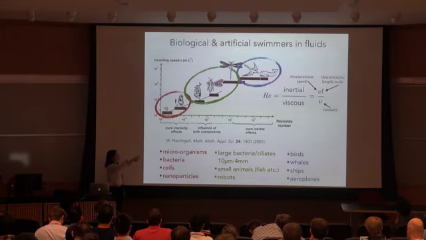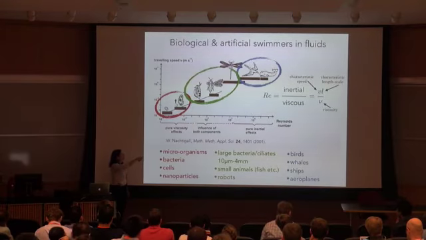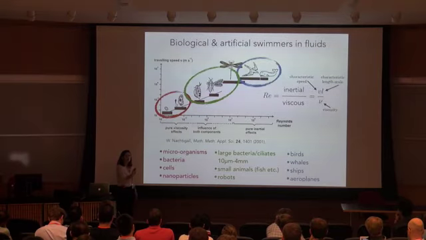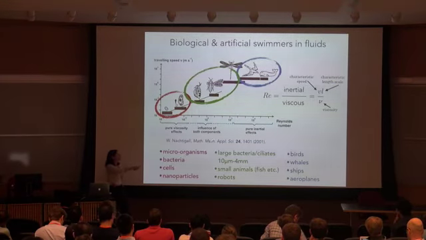There is also a regime in between, where we actually have a lot of organisms, small animals and so on, where both components have an influence. Both inertia and viscosity play a role, and they are comparable to one another. This is what we'll call the intermediate Reynolds number regime.